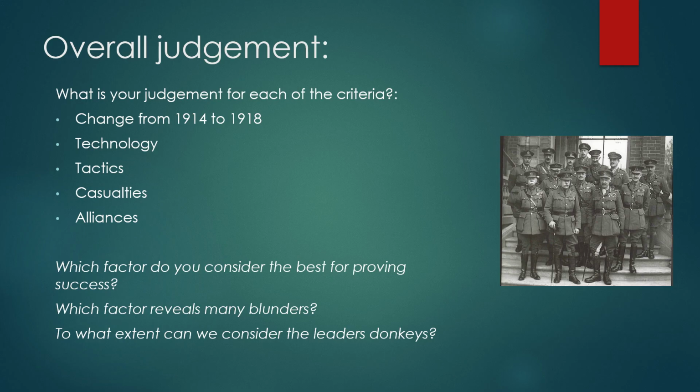But some closing criteria questions you need to consider when you make this judgment are, always try and make a decision, which factor, which theme did you consider the best for proving success in the whole war? Was it the changes? Was it technology? Was it tactics? Was it the reduced casualties later on? Was it the alliances? That's what you have to decide. And of course, conversely, which one revealed the most blunders, the most mistakes? Which one do some historians have proof to say that indeed the generals were donkeys and were essentially sending the lions, their men, to their deaths? And that's a big question to really finish this off.